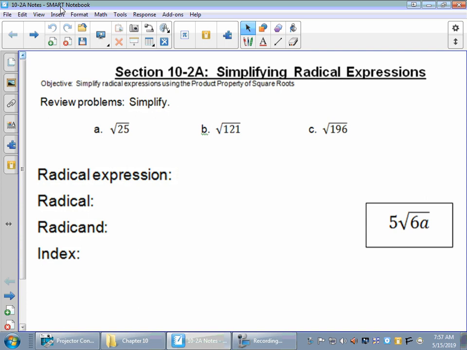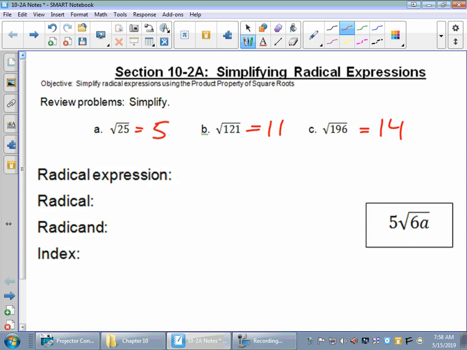What we're going to do is simplify radical expressions now, and we're just going to do some review. We should understand now that the first one here, the square root of 25, we know is 5. The square root of 121, this is one that not a lot of people know, but it's 11. And even further, do you know what the square root of 196 is? Comes out to 14. So I'm just reviewing taking square roots and punching them in your calculator, things like that.